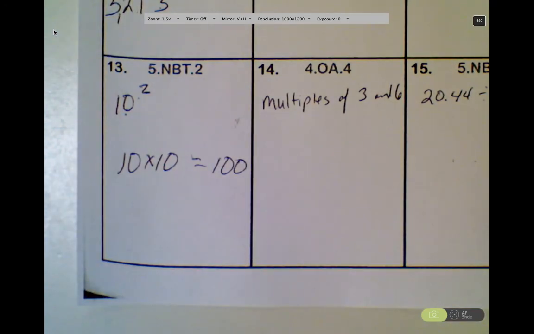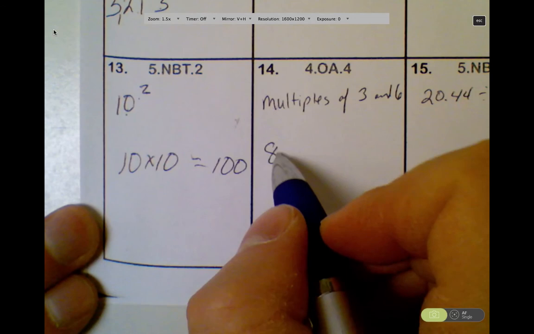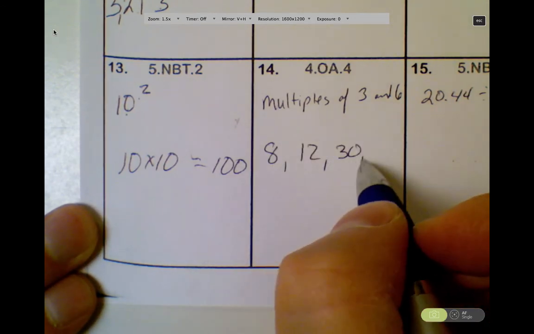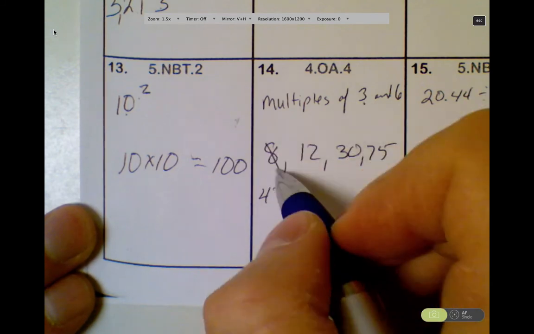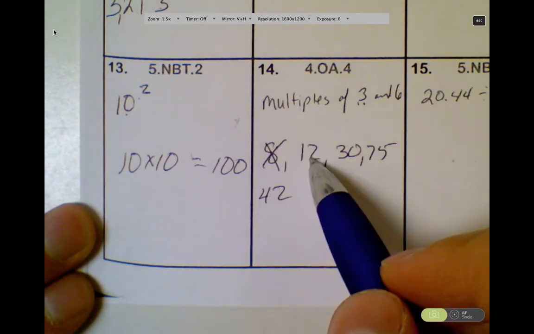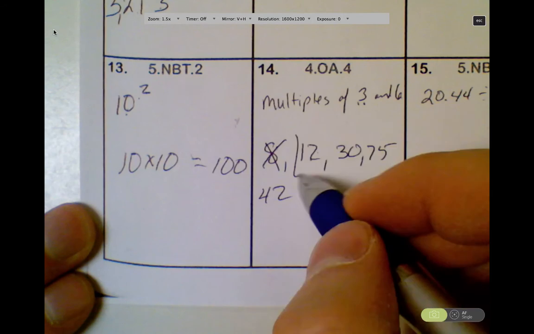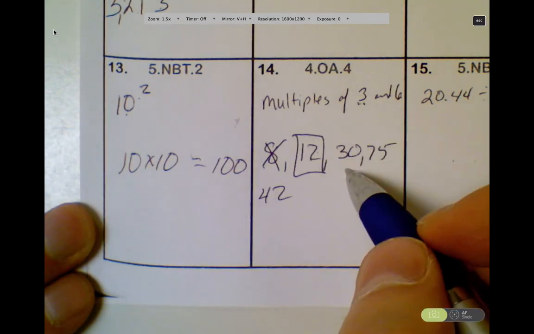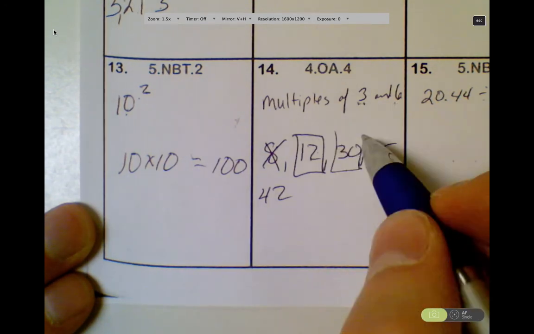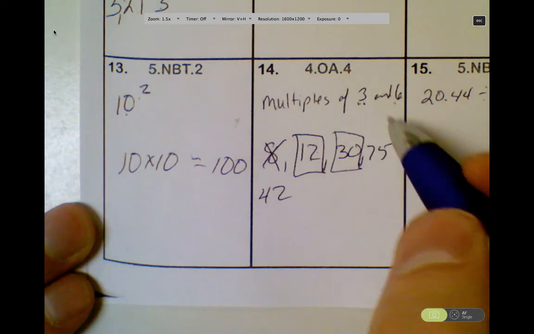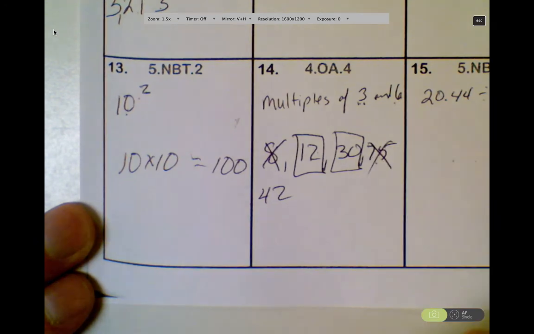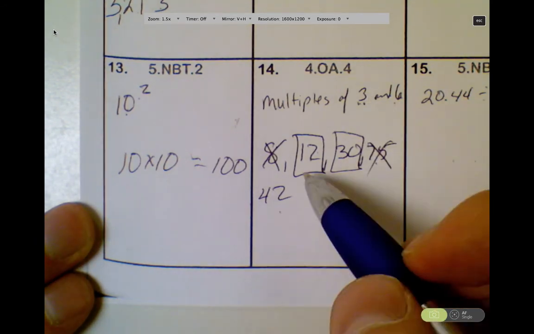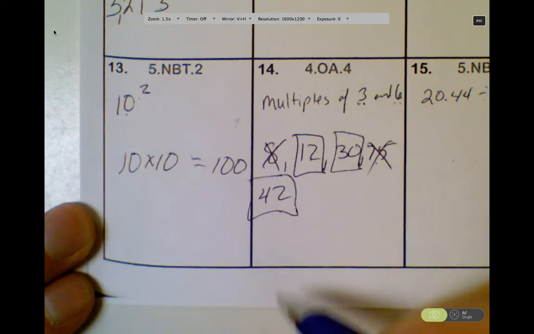Which are multiples of 3 and 6? Here are your choices: 8, 12, 30, 75, and 42. 3 doesn't go into 8, so cross that out. 3 goes into 12 4 times, 6 goes into 12 twice, so that is a factor. 3 goes into 30. 6 also goes into 30, that's a factor. 3 goes into 75, but 6 doesn't, so that can't work. 3 goes into 42, and 6 also goes into 42, so that works.